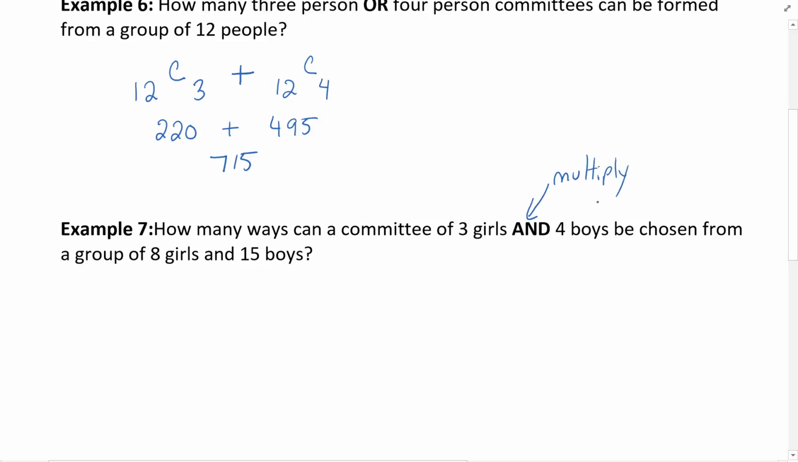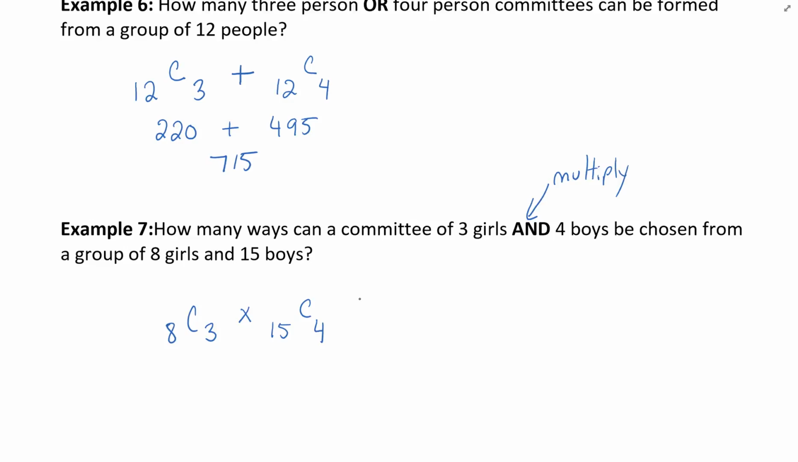Right? And then we're looking at 3 girls and 4 boys chosen from a group of 8 girls and 15 boys. So let's look at the girl group first. If I've got 3 girls I want on the committee, but I have 8 girls to choose from, that would be 8C3. And then for the boys, 15C4. And we're multiplying those together because both are holding true. It's not either a boy committee or a girl committee. We want that full committee with boys and girls on it.